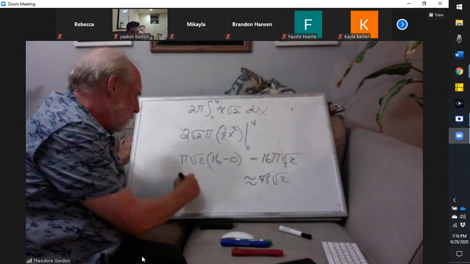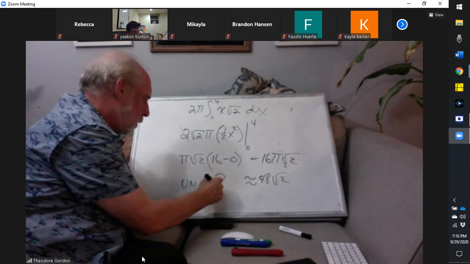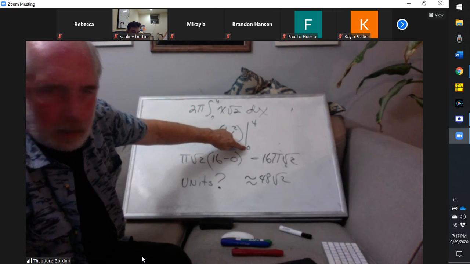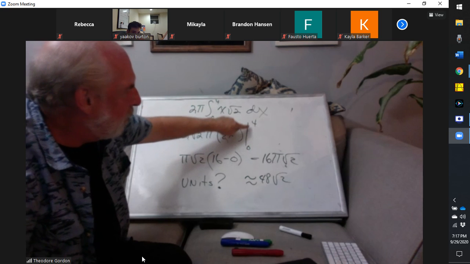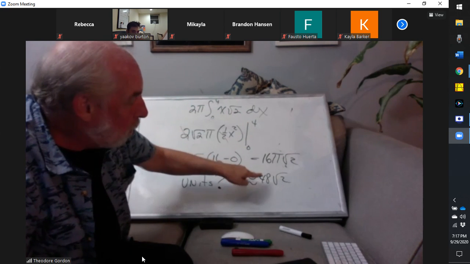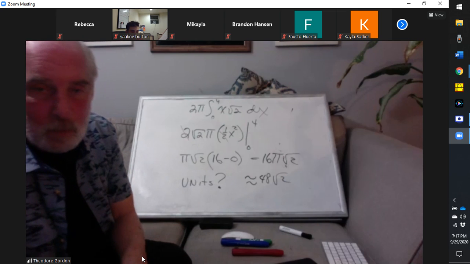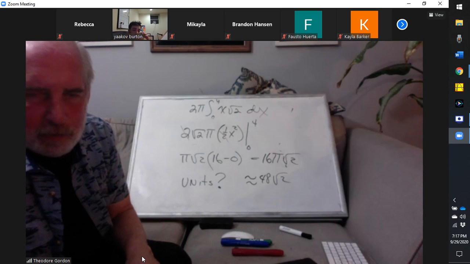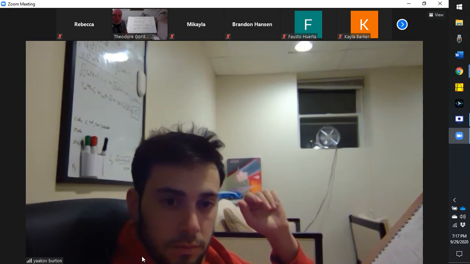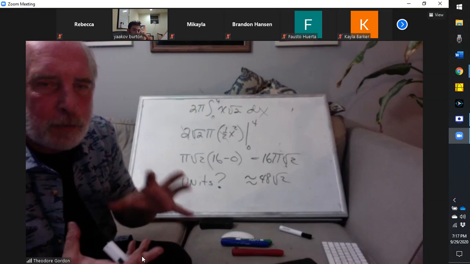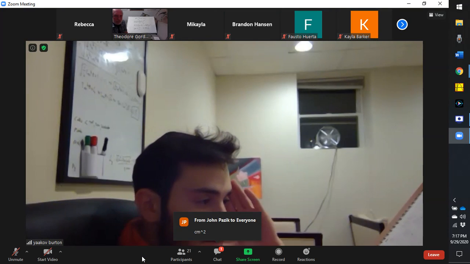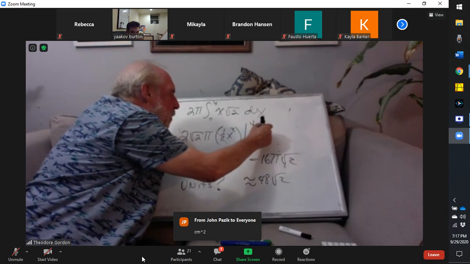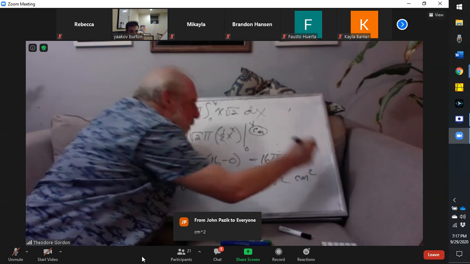But what are our units? Suppose this was measured in centimeters. If my x value is from 0 centimeters to 4 centimeters, what are the units of my answer? What are the units of that answer that we're measuring in? Meters cubed. Nope. Centimeters cubed is 3-dimensional volume. This is squared. So this would be units squared. So if these were centimeters, this would be centimeters squared.